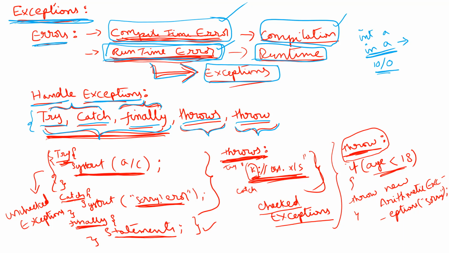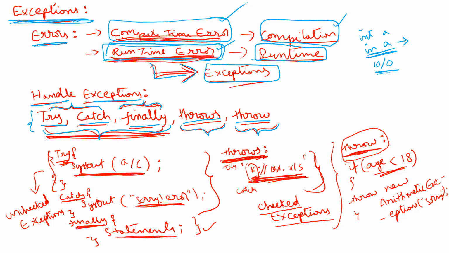And finally is an optional one. Finally is used to execute a piece of code whether the code in the try catch blocks produces any exception or not. Finally just executes.